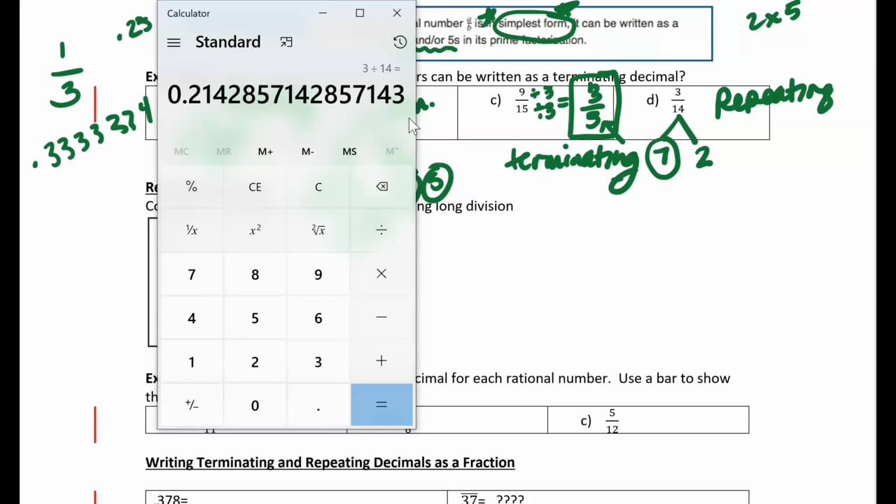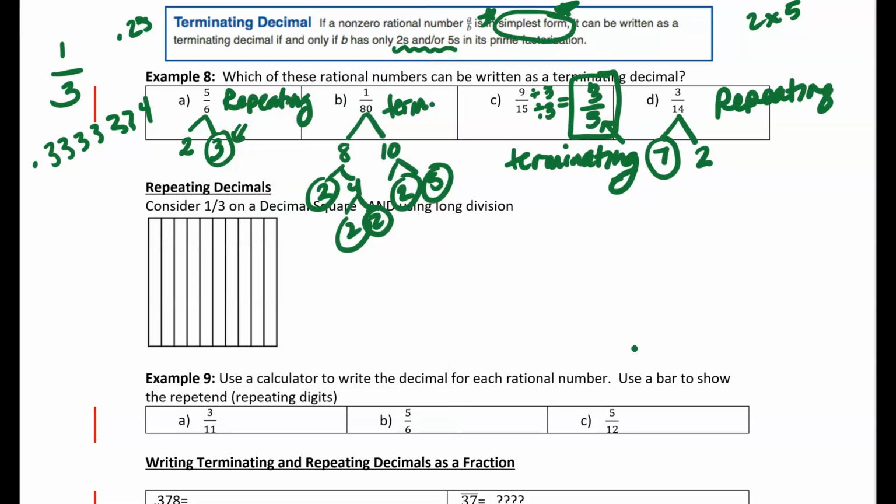We can't see it. It'd be nice if the screen was bigger and we could see this, but it's a big repeating decimal, so you've got quite a few digits there repeating, but it is repeating. So that's one way that you can, well, two ways. You can use your calculator or you can do a factor tree after you reduce the fraction.